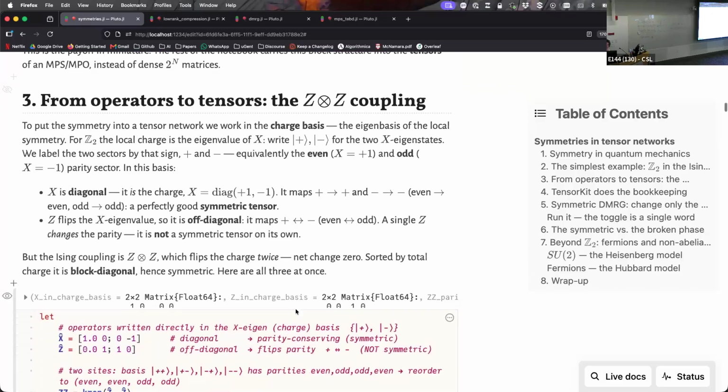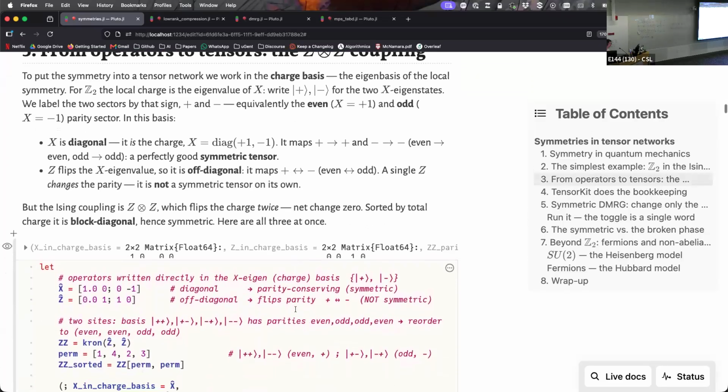Right. So then, how do we actually make use of this? Well, basically what I'm saying is we're going to transform all of our operators into this symmetric basis and then just make use of the fact that they're block diagonal.